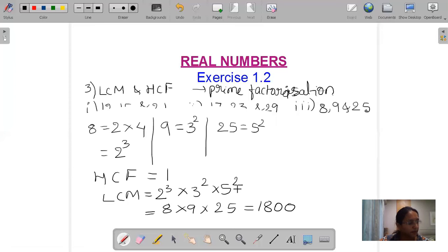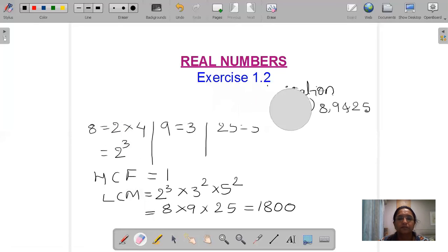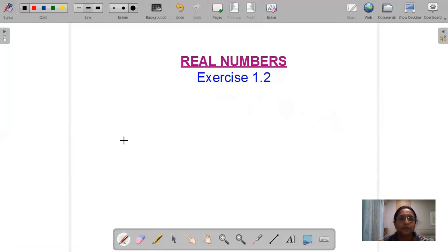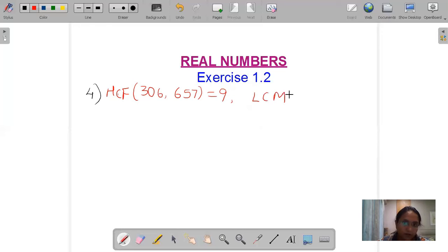Okay, next, fourth example. So consider fourth example. Okay, so what is fourth? Given that HCF of 306, 657 is equal to 9, find the LCM of 306, 657. Okay, so solution.